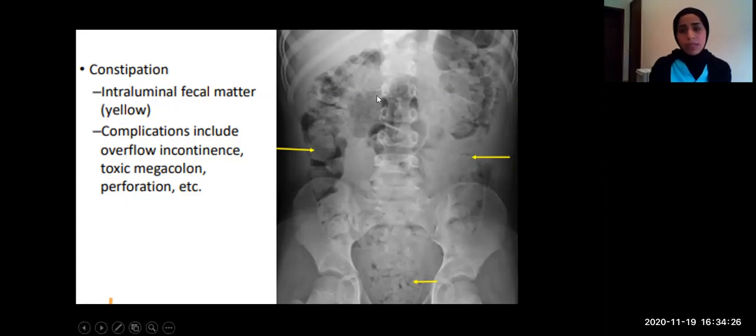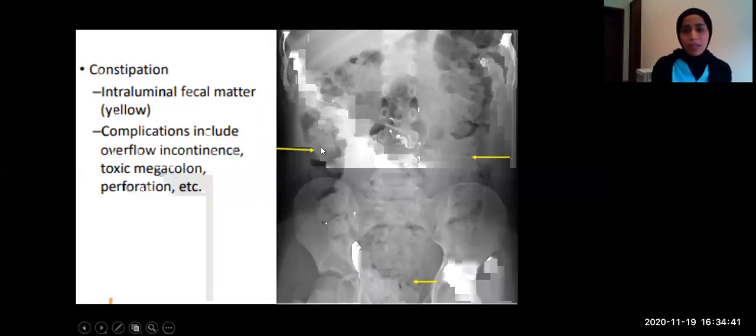So this is a typical frontal radiograph of the abdomen showing that the rectum is significantly distended with fecal material. Also, again, you can see the fecal material distending the whole colon, the right and left-sided colon. So this is constipation.